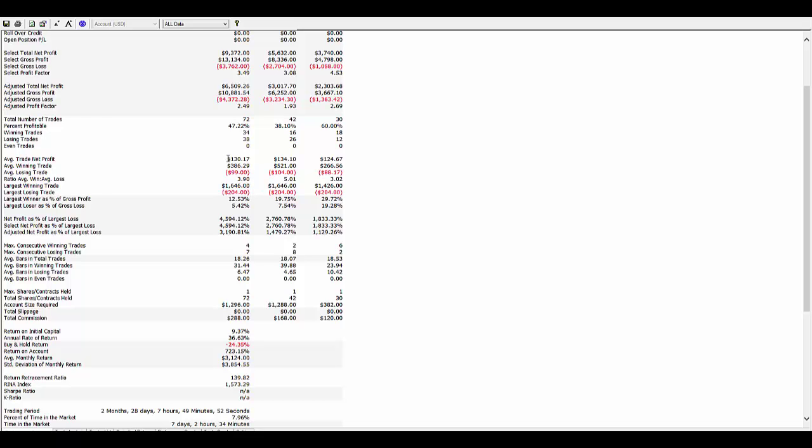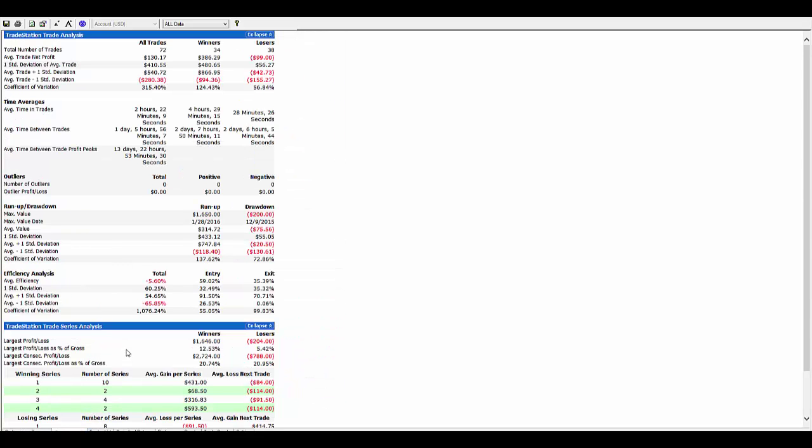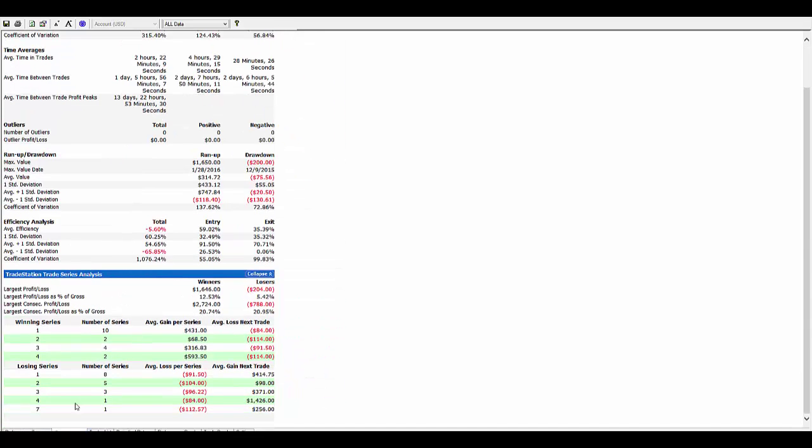You can see that the average trade net profit is $130, 72 trades, 47%. So this is quite nice. Profit factor of 3.49. So this is tracking nicely. And now let's have a look at the trade list here. You should see from this that in terms of losing sequences, on 3 occasions we've had 3 losing trades. On one occasion we've had 4 losing trades, and on one occasion we've had 7 losers.